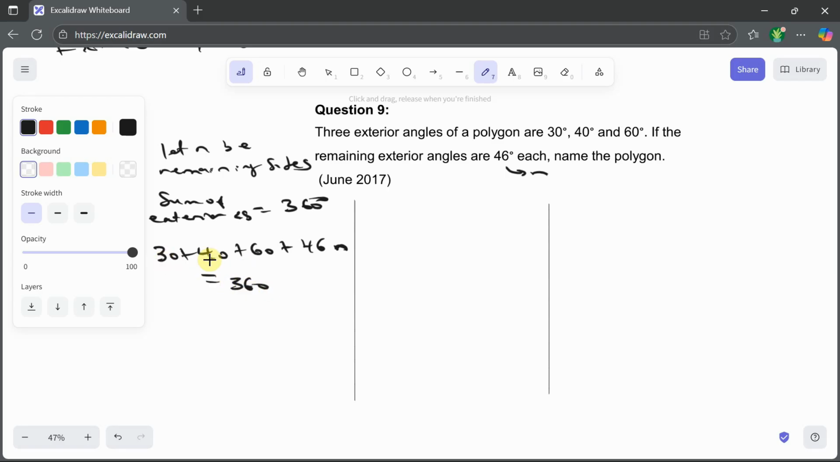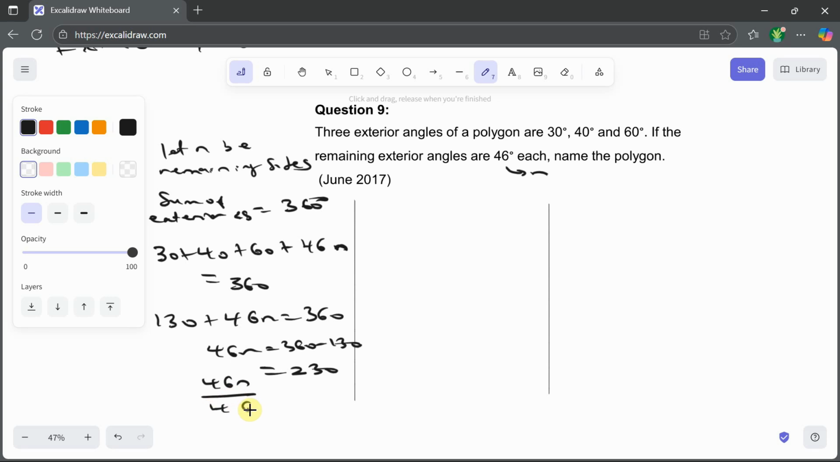So 30 plus 40, that is 70, plus 60, that's 130. So 130 plus 46n is equal to 360, right? So 46n is equal to 360 minus 130, and I'll give you 230 degrees. So 46n is equal to 230. If I divide both sides by 46, so 230 divided by 46, that will give me 5. So my n here is 5.